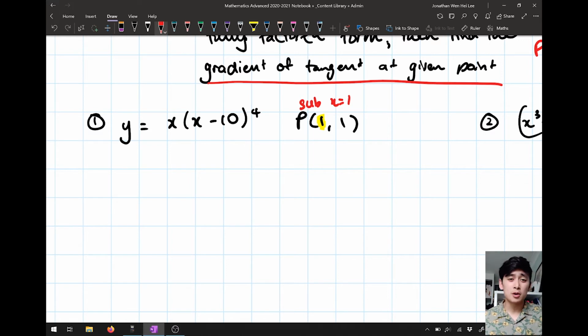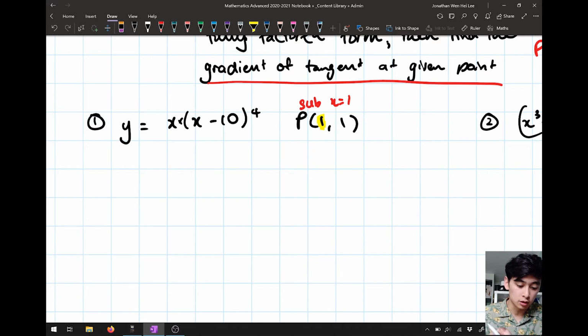With this particular example, you might be tempted to go, oh, I can just multiply x into my brackets. Do not do that. That is incorrect. That is not the correct expansion for this. You can't just multiply x into your brackets. What we need to do is use the product rule. Notice here, we've got x times x minus 10 to the power 4. We've got a product here, two functions multiplying together.